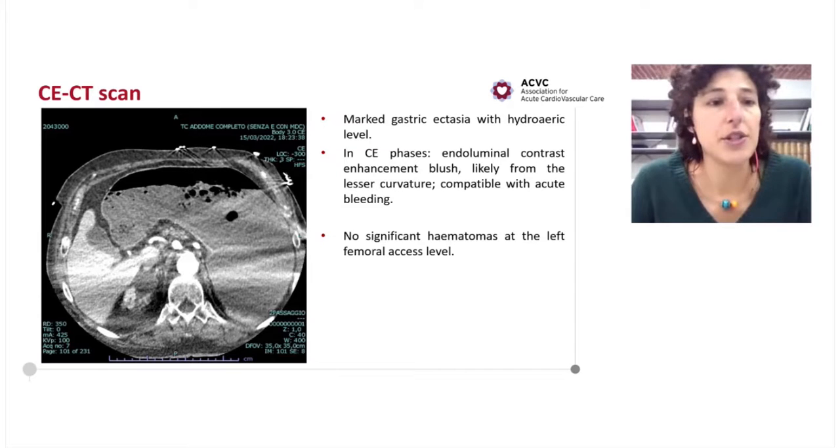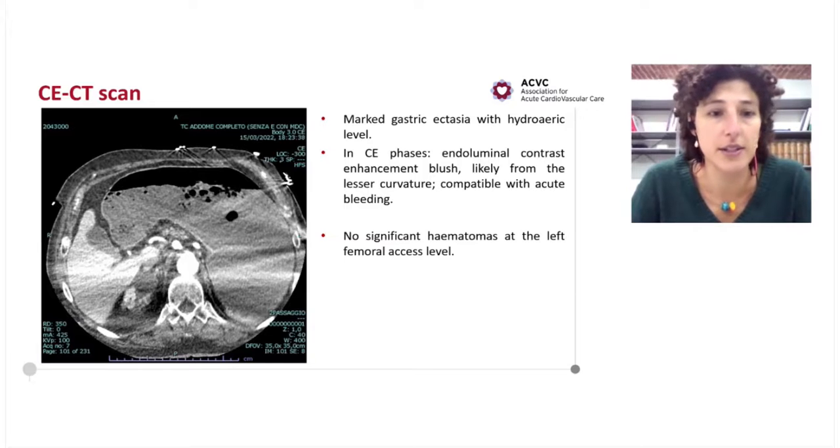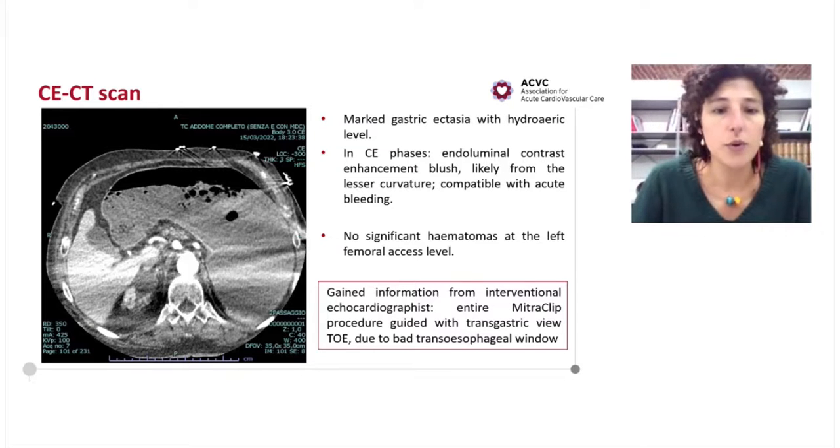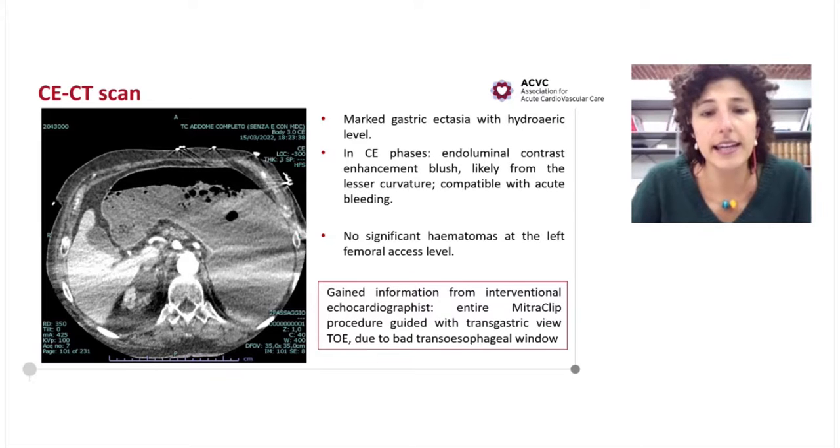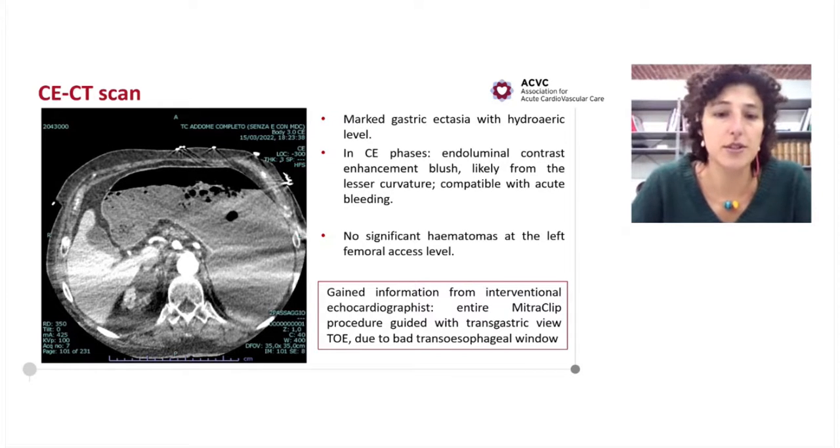This is a still image of the CT scan we performed, which showed a marked gastric ectasia with hydroaeric level that you can see here. And in the contrast-enhanced phases, an endoluminal contrast enhancement flash was noted, likely coming from the lesser curvature of the stomach, compatible with an acute bleeding. And no significant vascular complication was observed at the femoral axis level. We talked with the interventional echocardiographist who assisted the procedure, and he said the entire mitral clip procedure was guided by TOE in the transgastric view because of a bad transesophageal window.